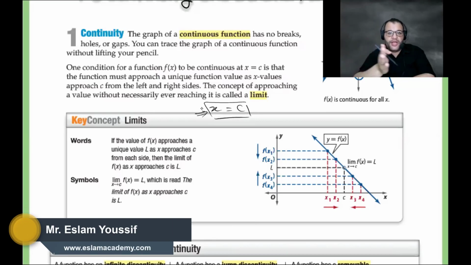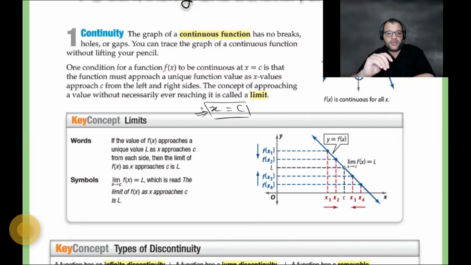Check if there is a limit when x is close to c from the left side and from the right side. What will you find? You will find whether the answer is close to the value of the function or not. You got the point for this one? That's how to check if the function is continuous or discontinuous.